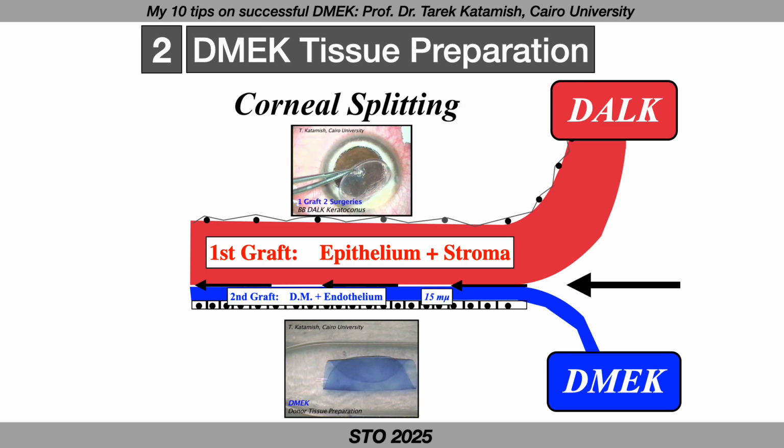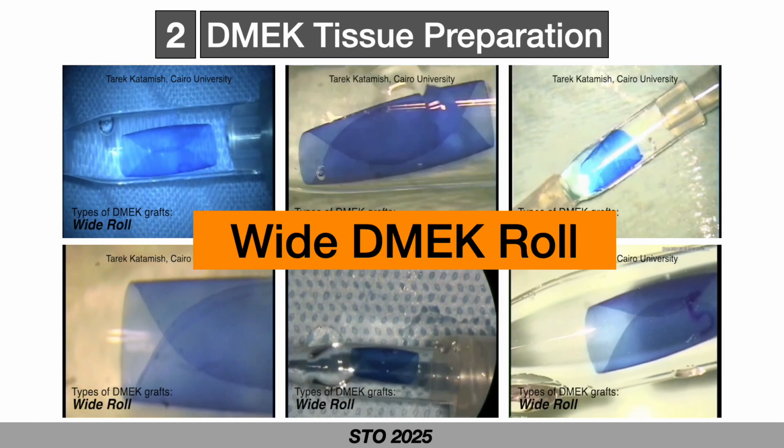Be aware of the concept of corneal splitting. You can use one donor for two operations. The first graft, epithelium and stroma, could be used for an adult patient, and the second graft is Descemet membrane and endothelium, which can be used for a DMEK patient.